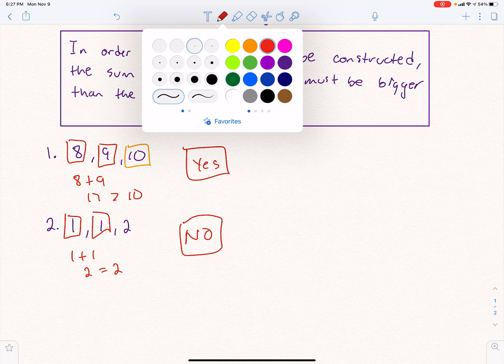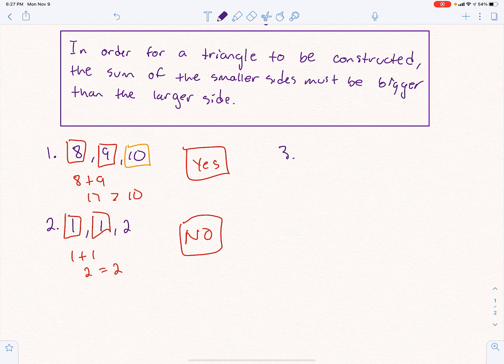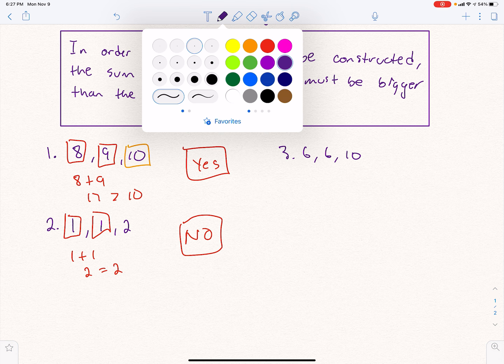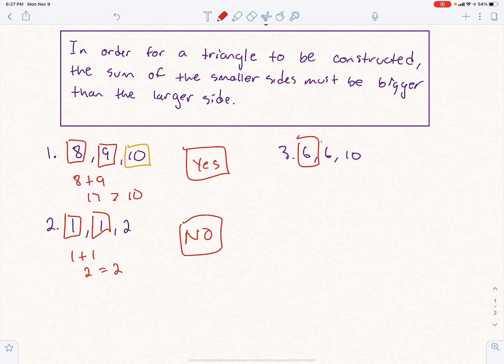Let's look at another example. Example number 3: 6, 6, and 10. Could those be the sides of a triangle? Well, I have to look at the two smaller sides, 6 and 6. 6 plus 6 is 12. 12 is bigger than 10. So that would also be a yes, again because the two smaller sides are bigger than the third side.